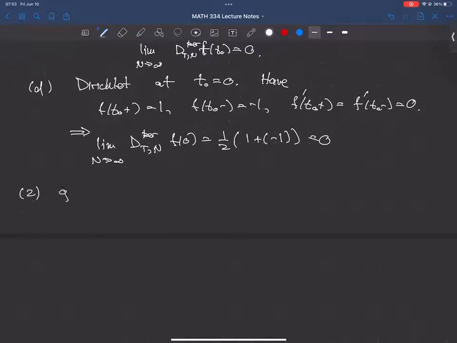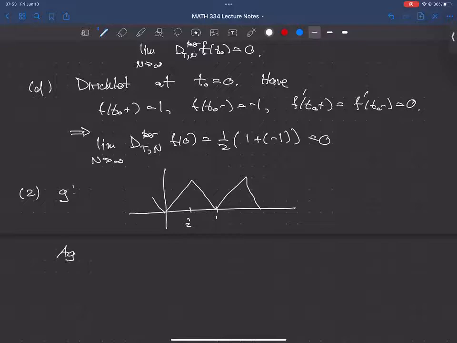All right, now next function. I'm going to take now this function which I'll call g, and g was the square wave function. All right, and so this is a half. This is 1. So again, g is differentiable except at integer multiples of a half.